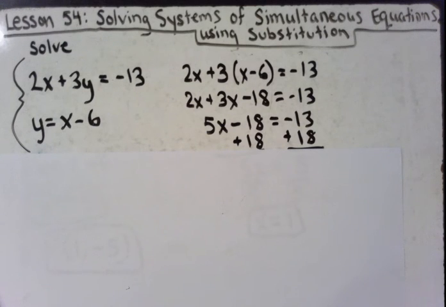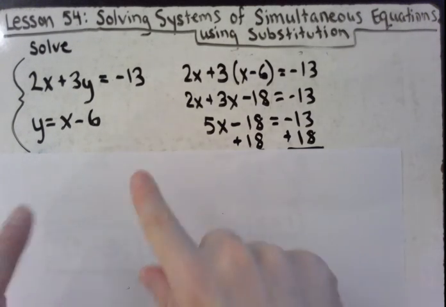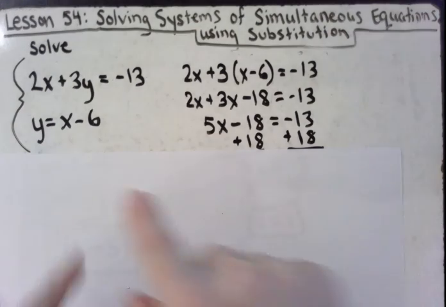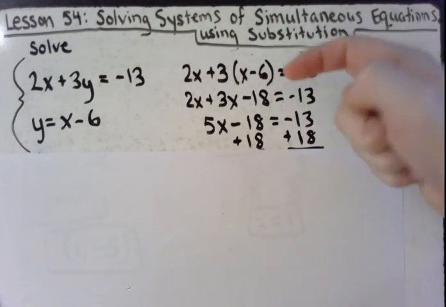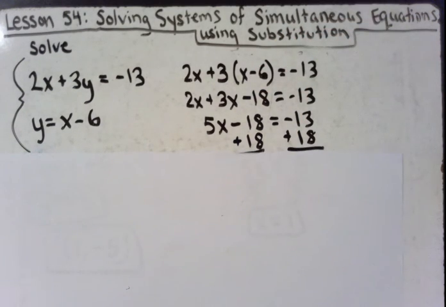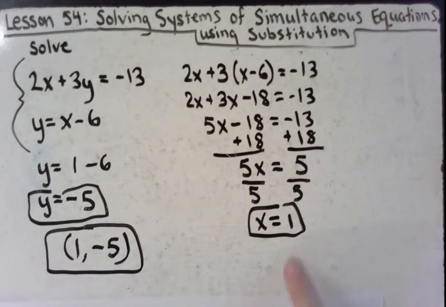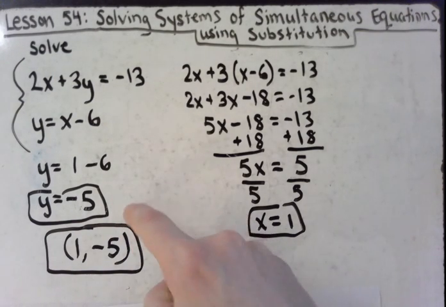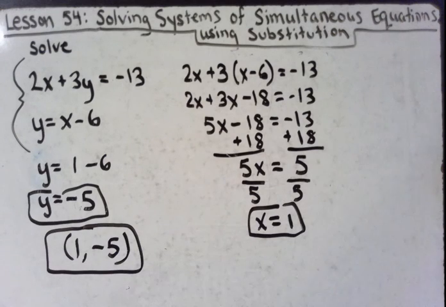So checking the answer for this example, what I did was plugged in y into the first equation. I plugged in the value of x minus 6, and then I solved for the value of x, and I got x equals 1. And then when I got x equals 1, I plugged it into the second equation and got y equals negative 5. So my answer is (1, negative 5). Let's do another example.